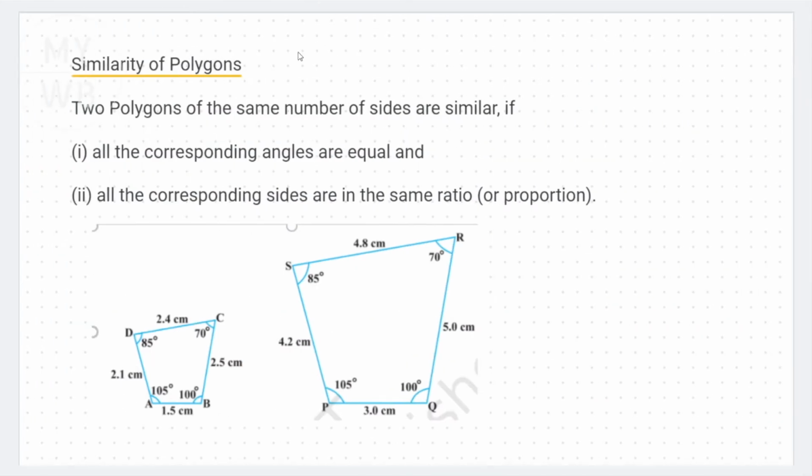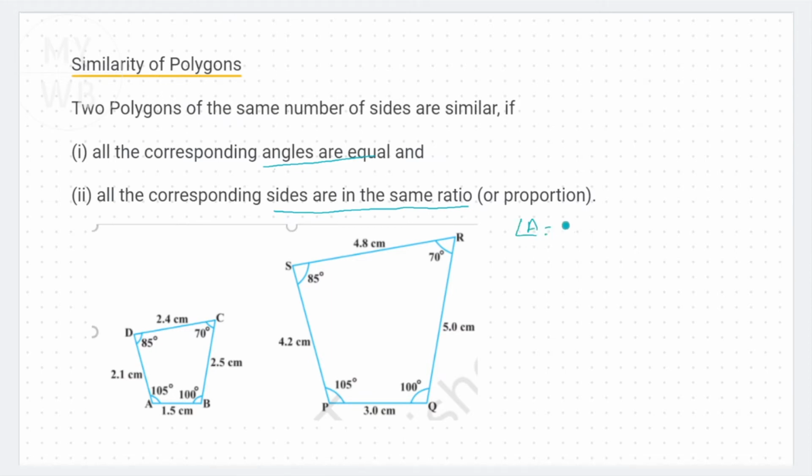Next, let's see similarity of polygons. Two polygons of the same number of sides are similar if all the corresponding angles are equal, and all the corresponding sides are in the same ratio or in proportion. So the angles should be equal to each other and the sides should be in proportion. So let's consider two quadrilaterals, ABCD and PQRS. Both have 4 sides each. We see that the angles are equal.